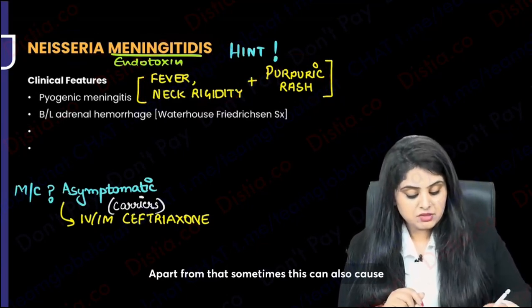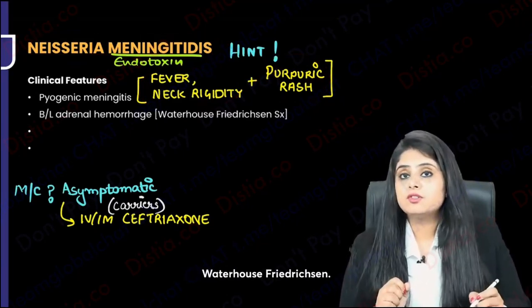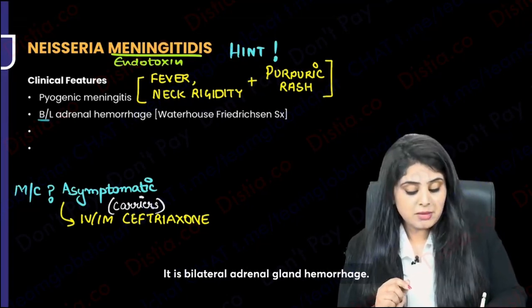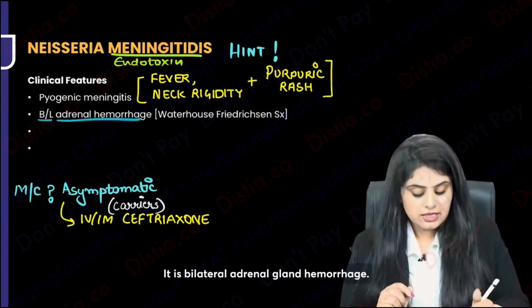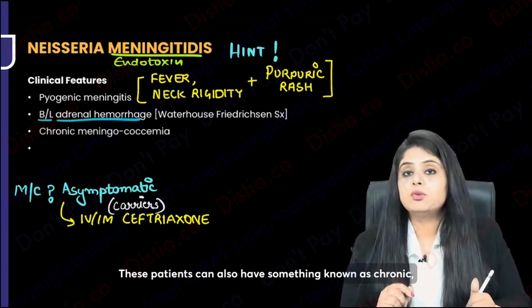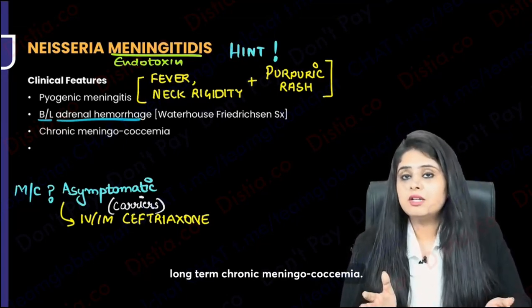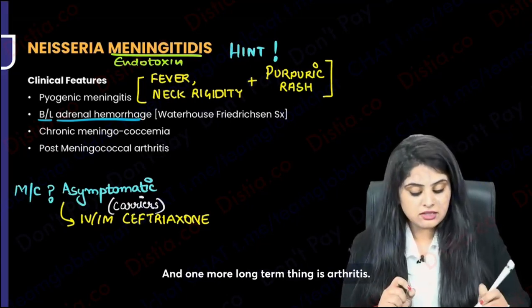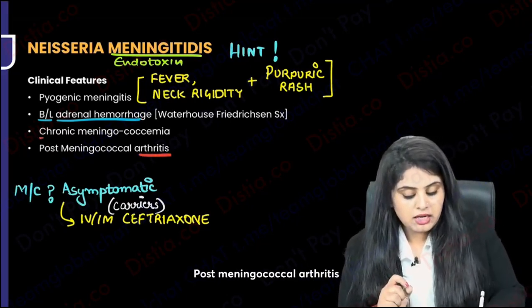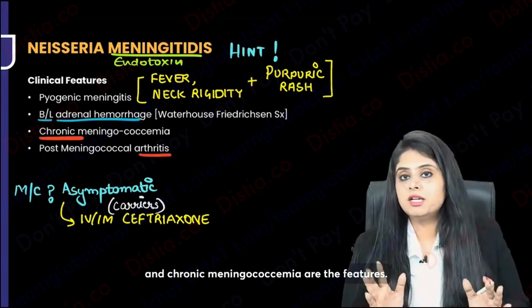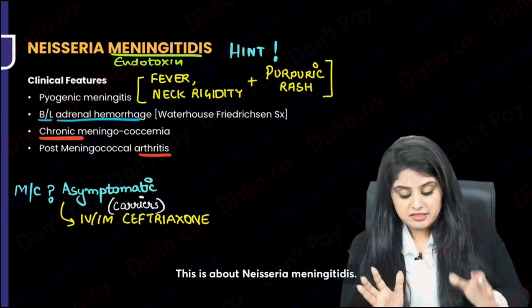Apart from that, sometimes this can also cause Waterhouse-Friderichsen syndrome. What is Waterhouse-Friderichsen syndrome? It is bilateral adrenal gland hemorrhage. These patients can also have something known as chronic meningococcemia, and one more long-term thing is arthritis. Post-meningococcal arthritis and chronic meningococcemia are other features. This is about Neisseria meningitidis.